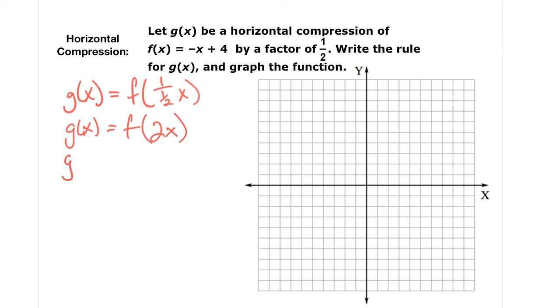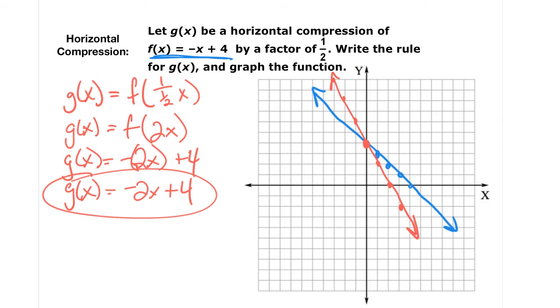So that means my new function, I'm going to plug in 2x wherever I saw x. And so I end up with negative 2x plus 4. And if you graph these just to check, it does look like a horizontal compression. Every point is now 1/2 the distance away from the y-axis as it originally was.